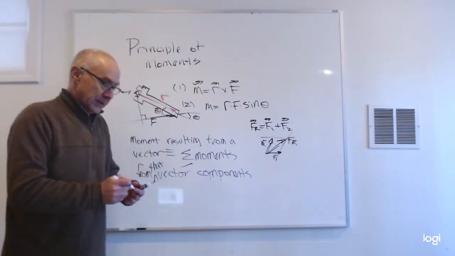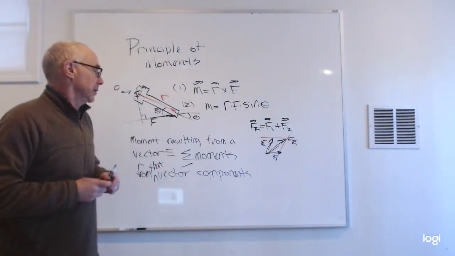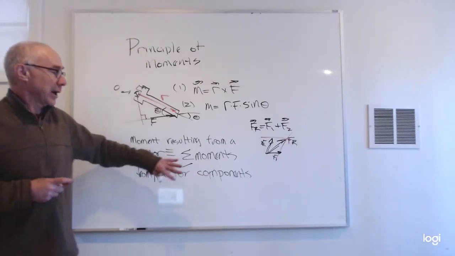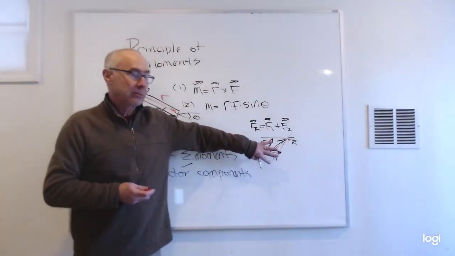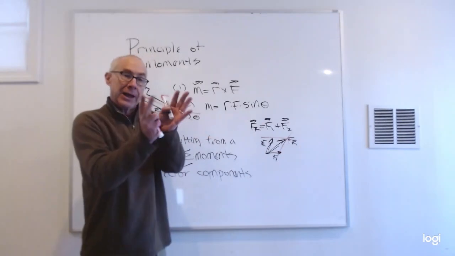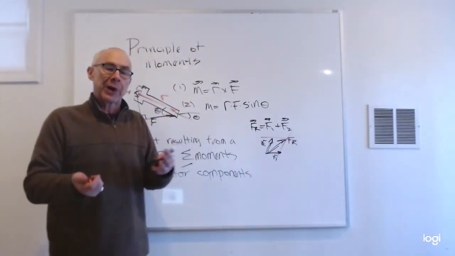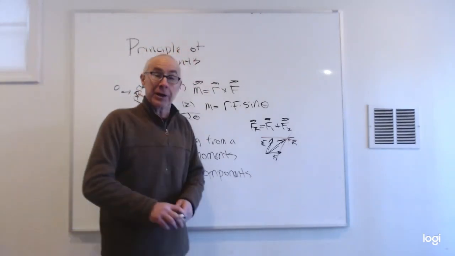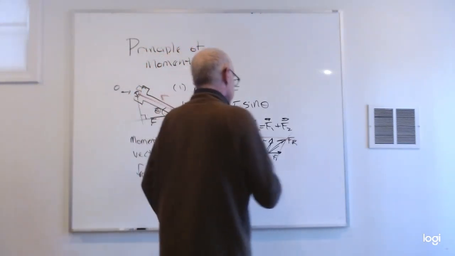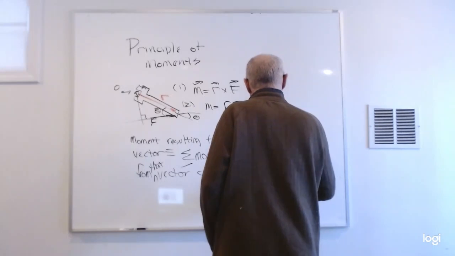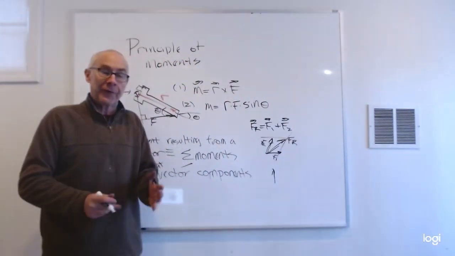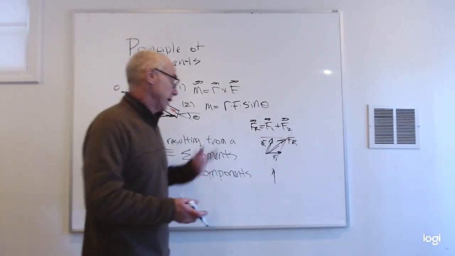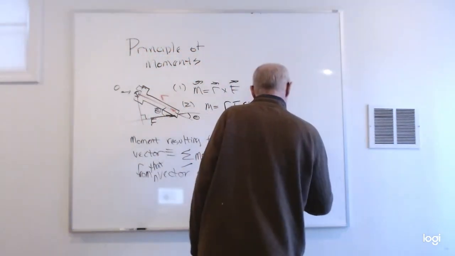Now that's useful, but when we actually apply the principle of moments, for the most part we're not going to use general components at arbitrary angles. We're going to use what we call the rectangular components, because they're easy to find and you'll find it very easy to evaluate the moments of a system like that. I'll show you how it's done. So these are the rectangular components.